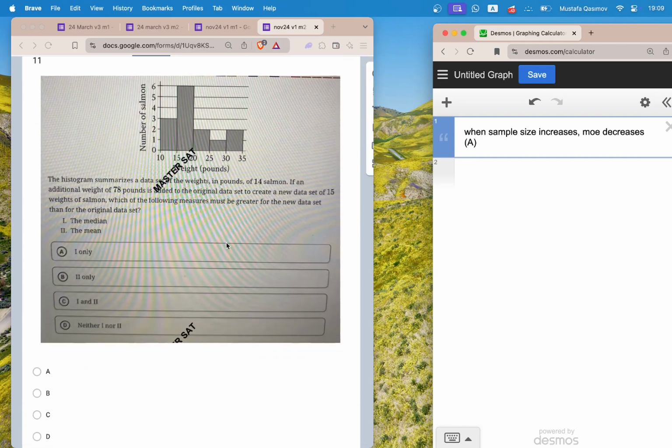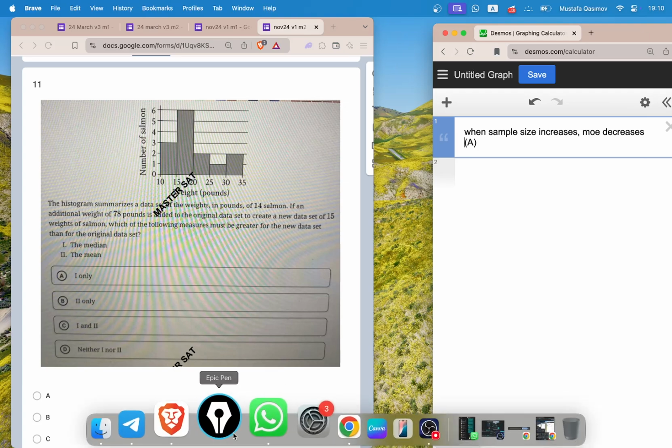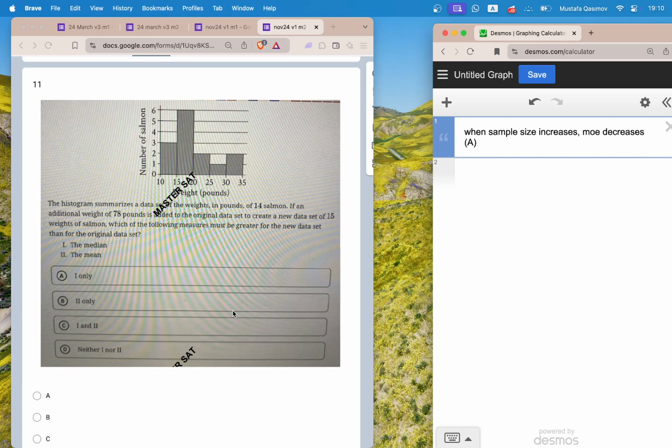11. For this type of question, most of the time the answer is only mean. Most of the time median is the same, but mean will decrease or increase. Let's look at it. It says that we are adding 78 here. If we add 78, the mean will increase. But median will be the same because we have a lot of repeated numbers here. If you want to calculate, you can do it. But generally median is the same. So answer is only 1.